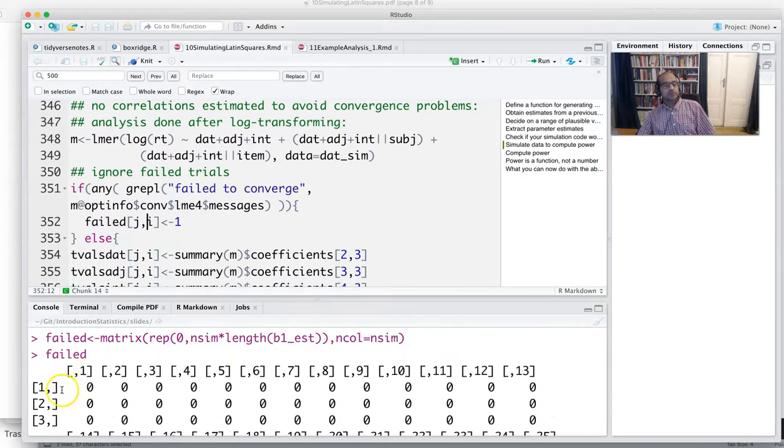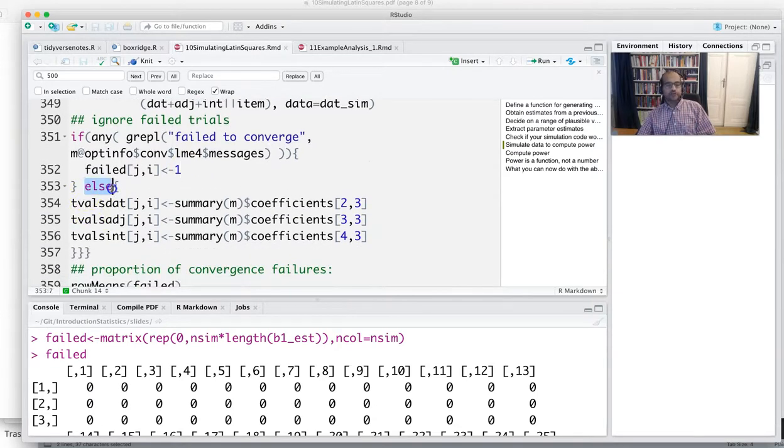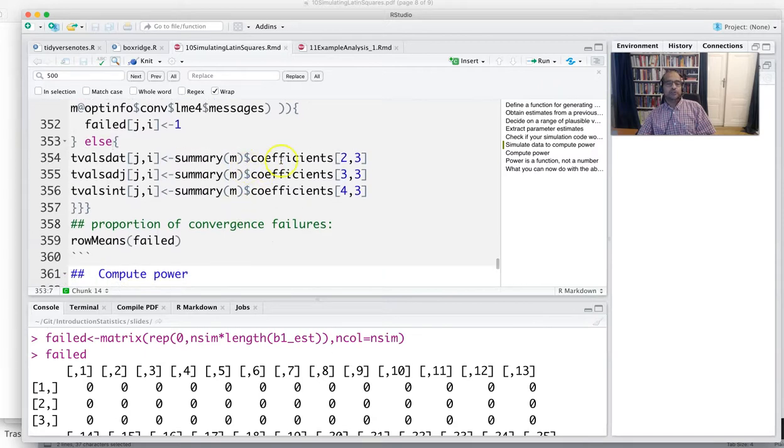And so if j is equal to 1 and i is equal to 1, then you're in this cell here. Put in a 1 there. That means that 1 represents that you failed to converge, right? Otherwise, if you did not have a convergence failure, then save the t values for the dative effect, for the adjunct effect, and for the interaction, in the 3 things here.